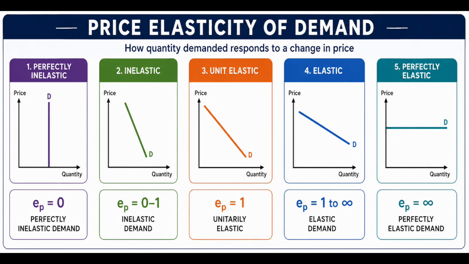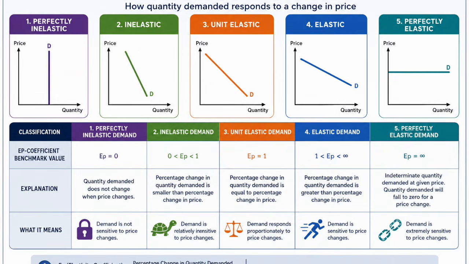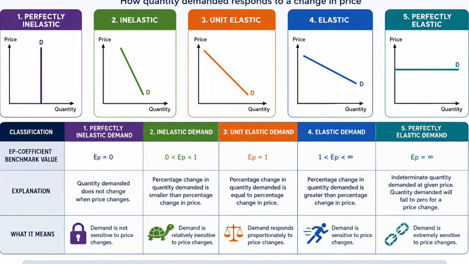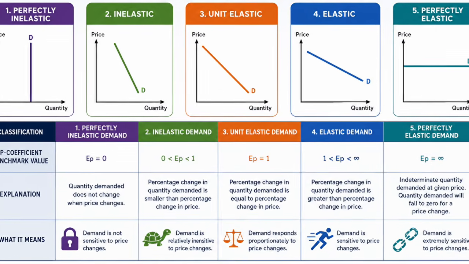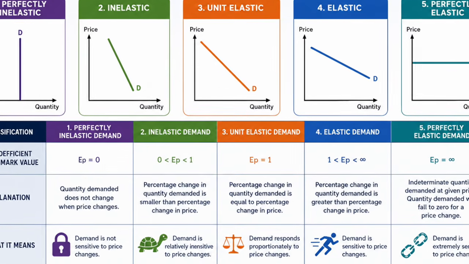A 1% price change equals exactly a 1% quantity change. Beyond that is elastic demand, where the coefficient is greater than 1, meaning consumers are highly responsive. And finally, at the far extreme is perfectly elastic, a horizontal line where any price increase instantly kills the market, dropping demand to straight zero.